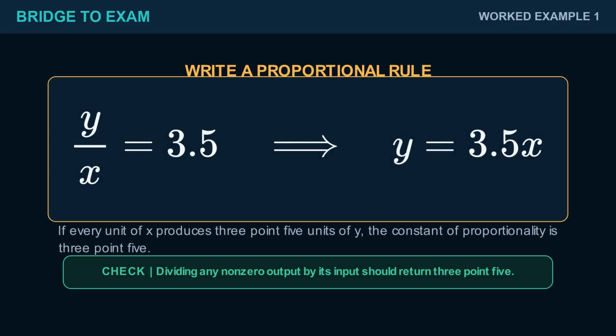Worked example 1. If every unit of x produces 3.5 units of y, the constant of proportionality is 3.5. The relationship is y equals 3.5x and passes through the origin. Check. Dividing any non-zero output by its input should return 3.5.